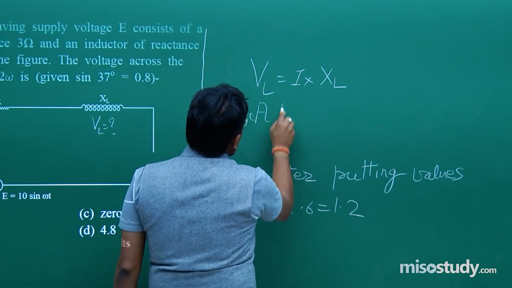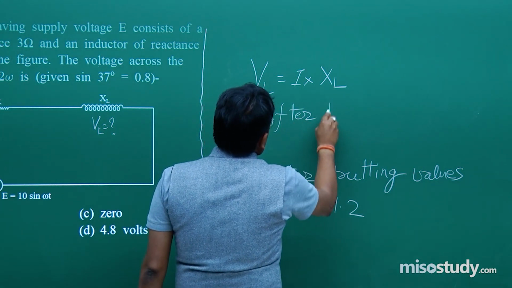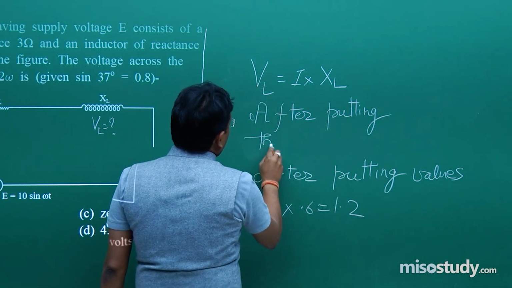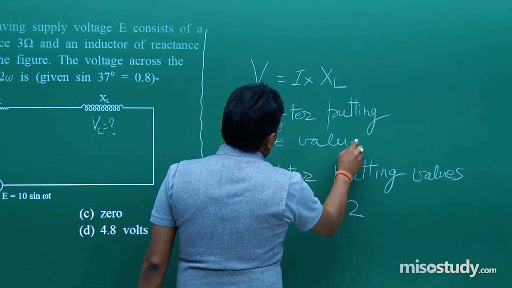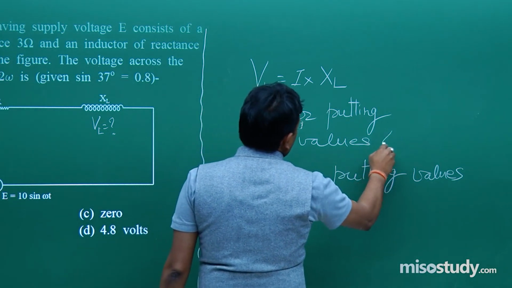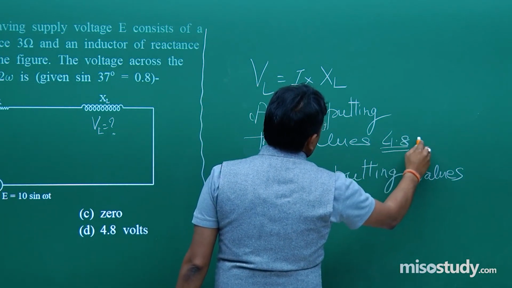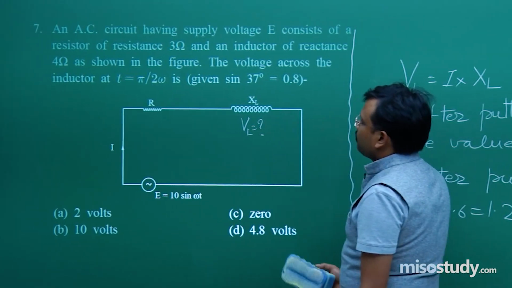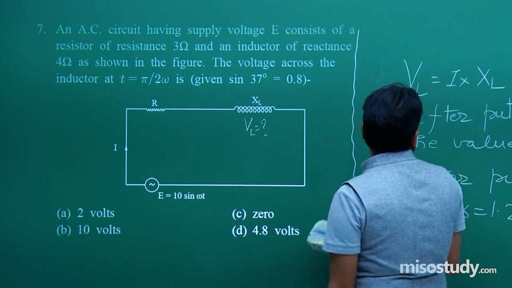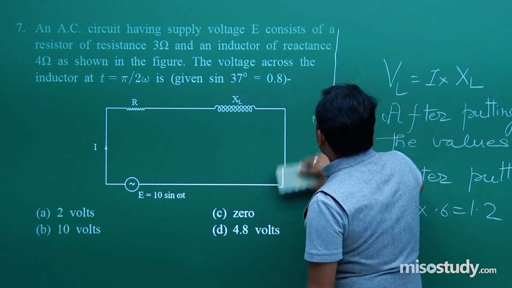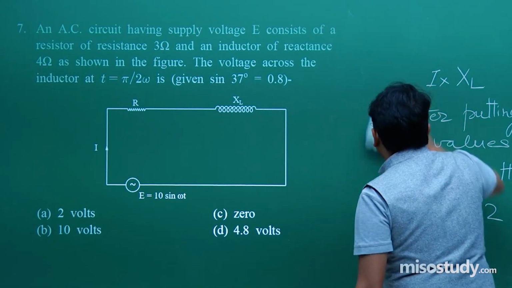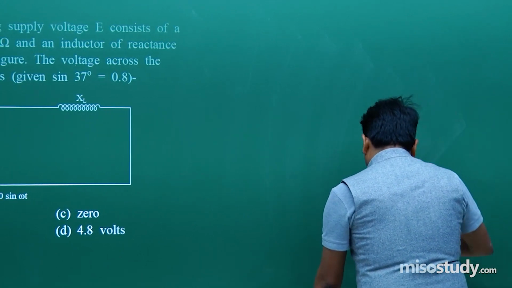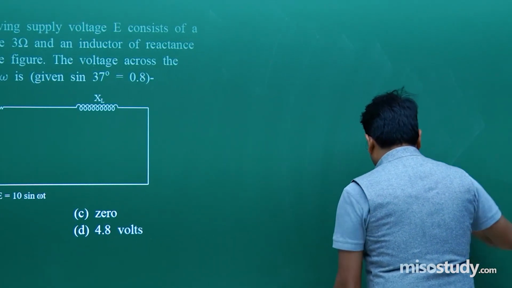So, after putting the values, 4.8 volt, that is your answer, fine. So, this question was slightly long in terms of integration and calculation. Therefore, it is a slightly long question, but as such not a very tricky question, fine.